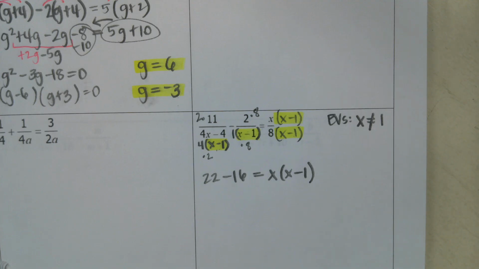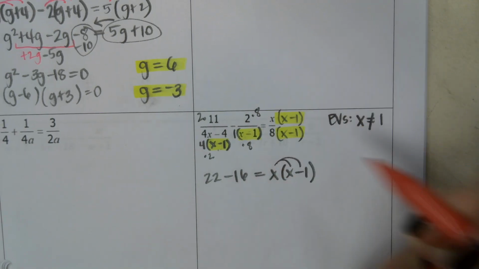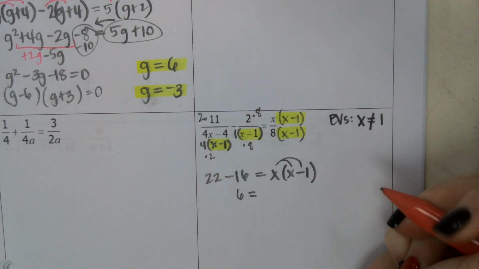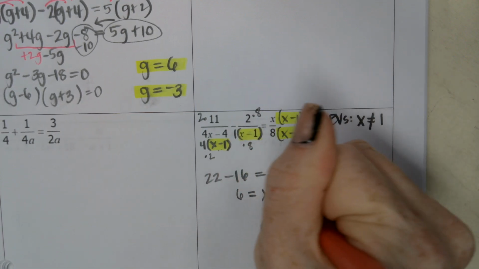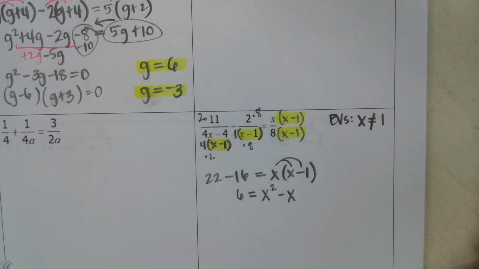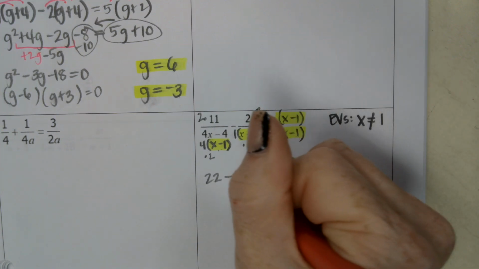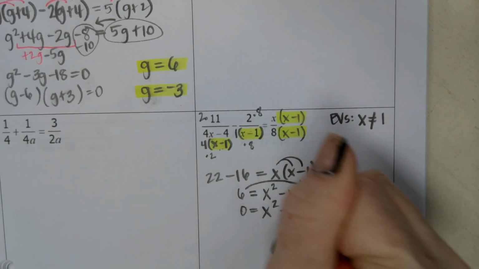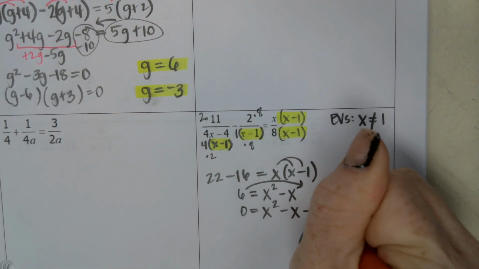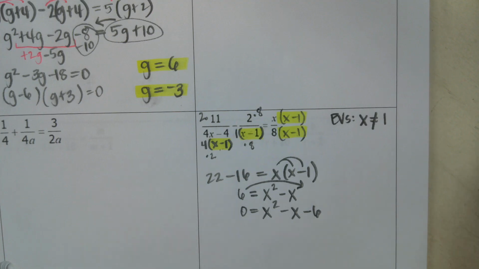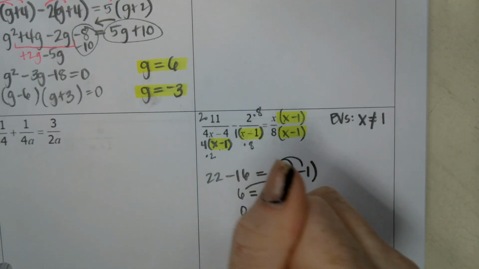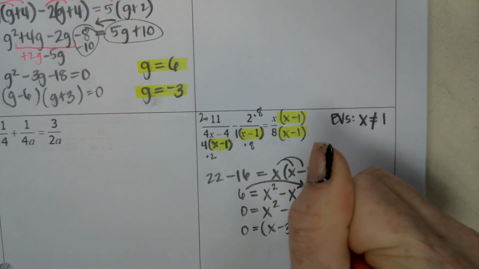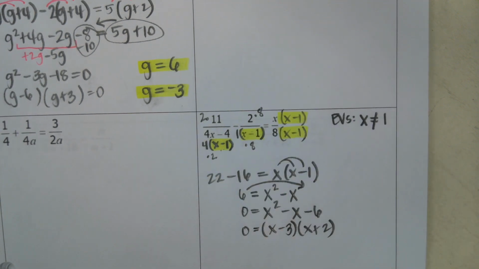Okay, so right here, I'm going to distribute my x. I'm going to combine those like terms. So I've got 6 equals x squared minus x. And working with a quadratic, so I'm going to do x squared minus x, and then minus 6. Okay, let's see, that's going to give me x minus 3 and x plus 2.